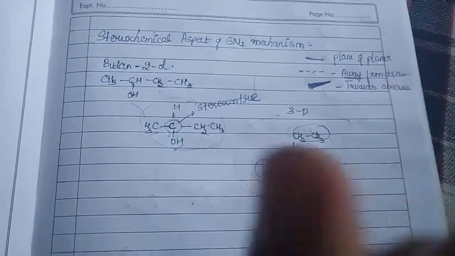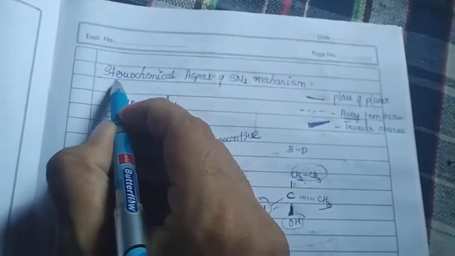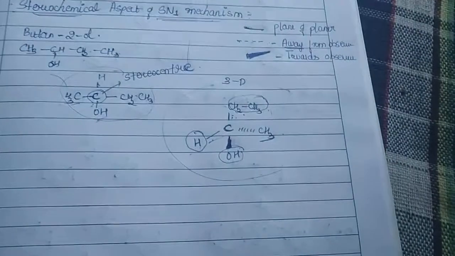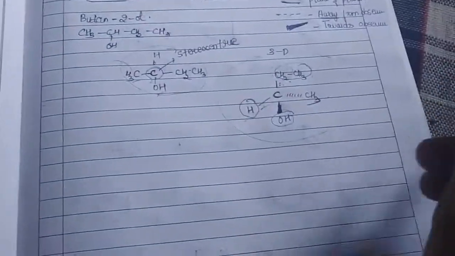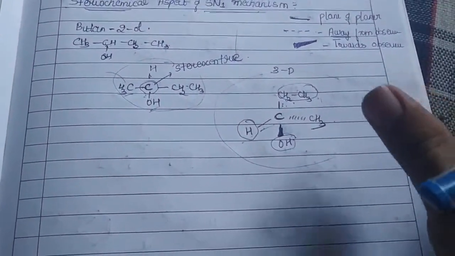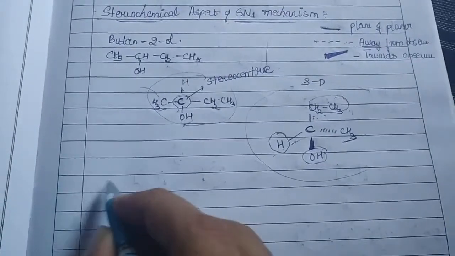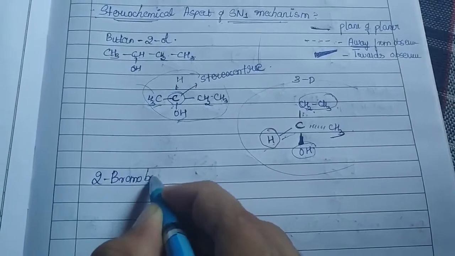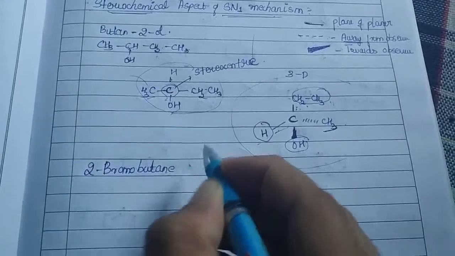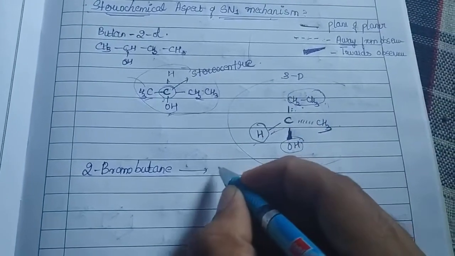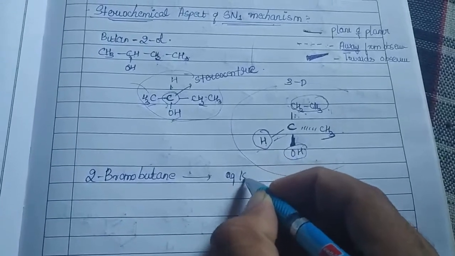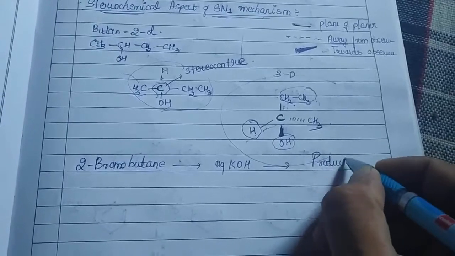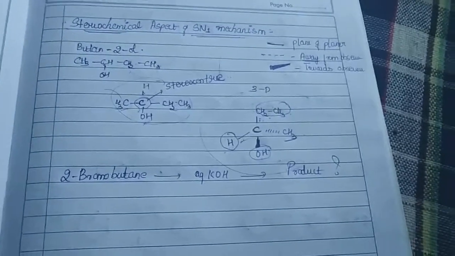So keeping this in mind, now let us see the stereochemical aspect of our SN1 mechanism. In your syllabus, what do they say? To study 2-bromobutane. What happens when you treat this with aqueous KOH? We have to analyze what kind of products are formed. Okay, do remember, a very important concept.